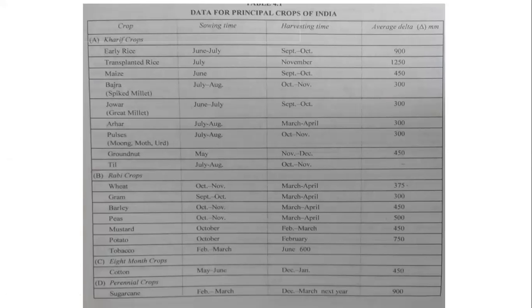Then gram is there, barley is there, pea is there, mustard is there, potato is there, tobacco is there. Those crops are generally sown in the month of October. So from October to March, we can say this Rabi season exists.